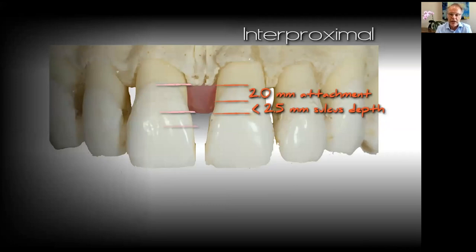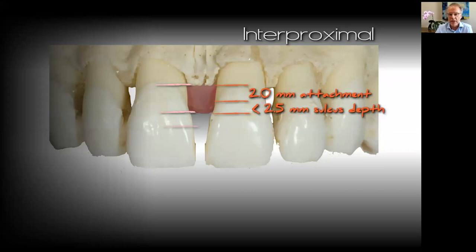If I have a diastema, what do we have? The same 2 millimeter attachment, but the sulcus depth is less than 2.5, and I can't tell you what that'll be. It may be 2, it may be 1.5, it may be 1, it may be the same as on the facial aspect. And I always look at extremes.